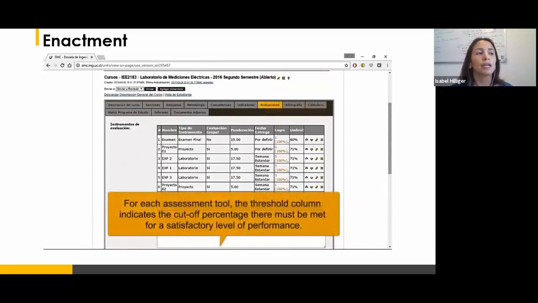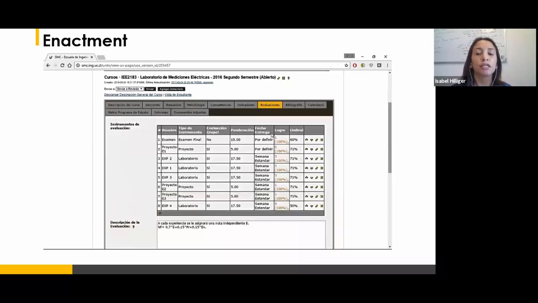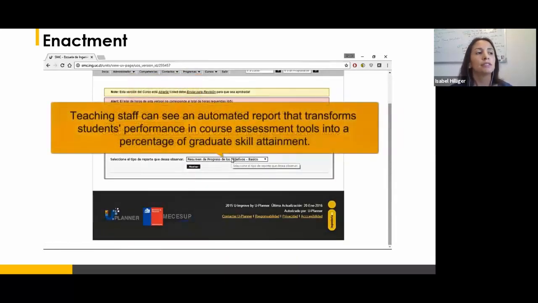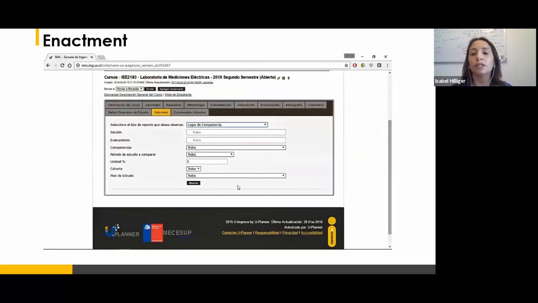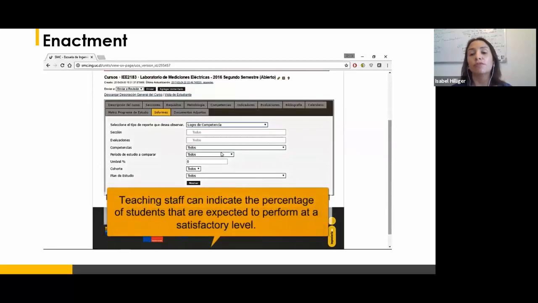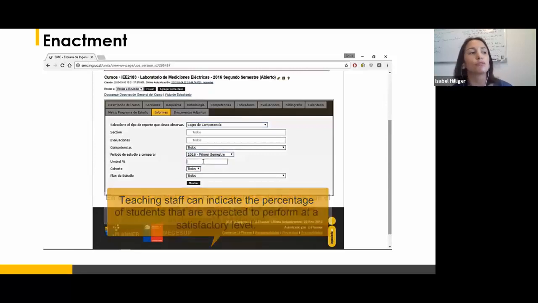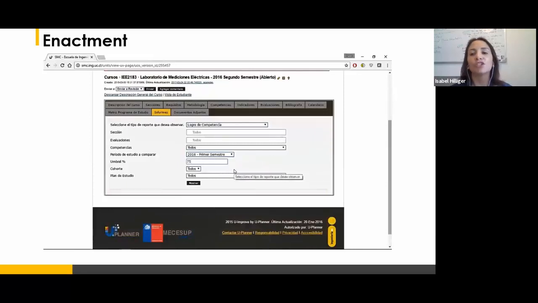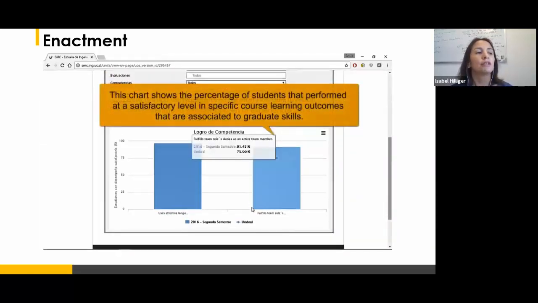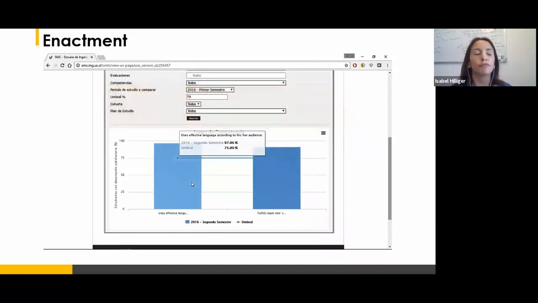Then teaching staff can also upload assessment information and connect an assessment tool to a specific behavior related to a graduate skill, so they can measure graduate skill attainment. This tool has reports, and one of the reports intends to transform how students have performed in a course in terms of graduate skill attainment. So you have this relationship between an assessment tool and a specific behavior, and that behavior is related to a graduate skill. Teaching staff can establish a percentage that they expect students to have performed satisfactorily, and then they can see if students actually perform at that threshold, and they can click on a column and see how students distribute in terms of performance.